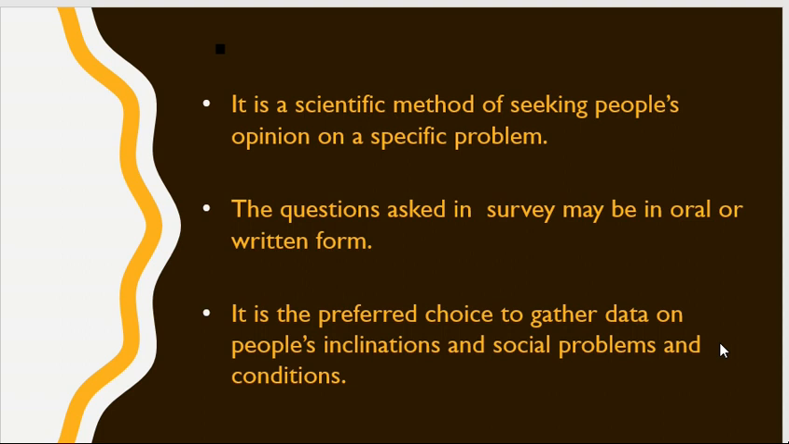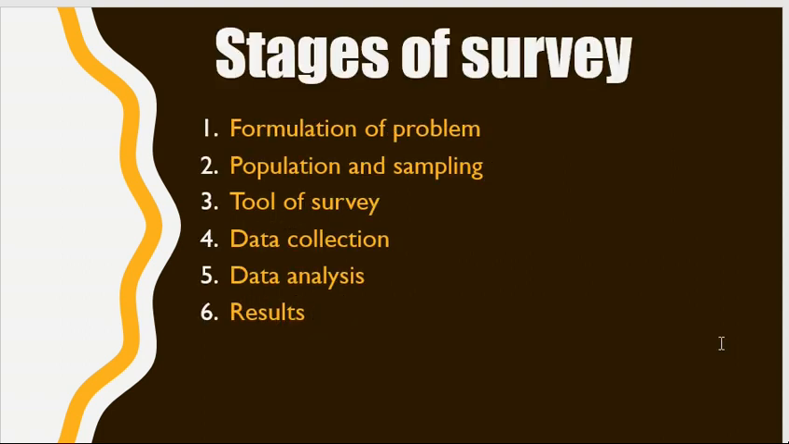Okay, and apart from psychology, we see that this research method is also used in so many other fields: sociology, economics, politics, and so on. So this survey method is a very useful method in which we ask questions either in oral or written form, and then the responses are statistically analyzed. Stages of survey: number one, formulation of a problem; number two, population and sampling; number three, tool of survey; number four, data collection; number five, data analysis; and number six, results. So, we are going to discuss these stages in detail.